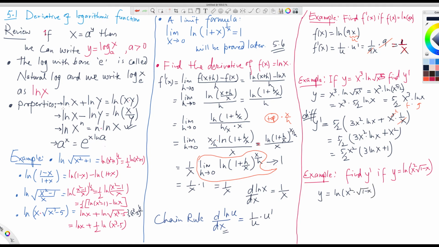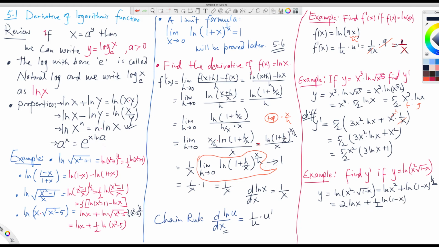I want to use property number 1. If there is a product, I can simplify this. I can write it in the sum form, right? So I want to write natural log of x squared plus natural log of 1 minus x to the 1/2. That's what I want to do. Okay, so this can be written as 2 natural log of x. You have seen all this kind of simplification in college algebra, right? And then plus 1/2 natural log of 1 minus x.